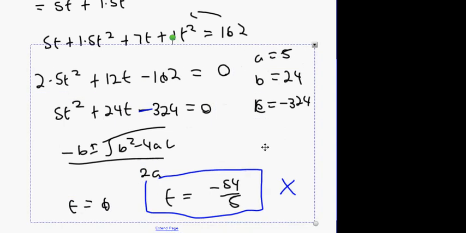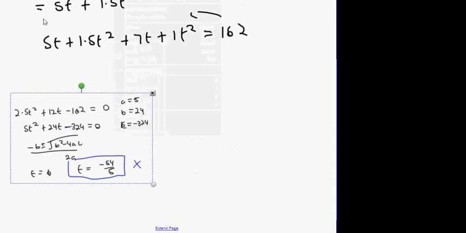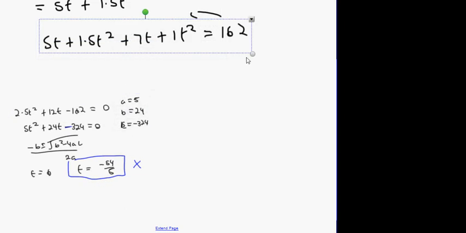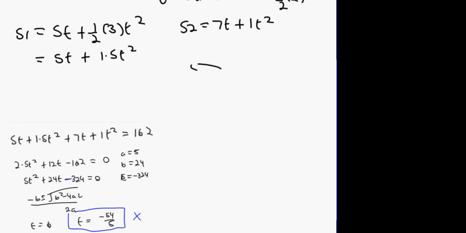So you've got to go back to your S1 and S2 formulas. You can see them here. What you're going to do is replace t with 6. So 5 times 6 plus 1.5 times 6 squared into the calculator with that. Actually, I didn't do it in the notes, so I'll have to do it here myself.